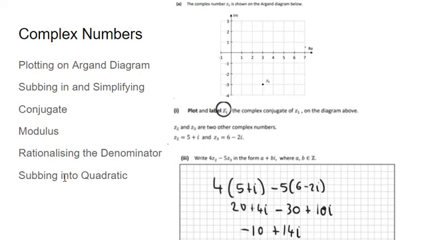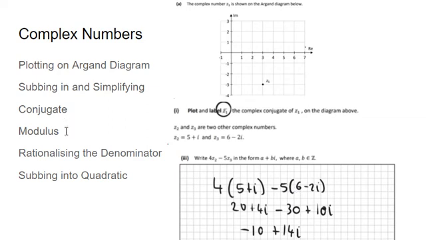You see the first thing there is plotting on the Argand diagram, and this is the question from last year. So plotting on the Argand diagram is fairly easy. It's just going right or left and then up or down depending on what complex number it is. Subbing in and simplifying, if you look at the part 3 there, that's where you have to write 4z2 minus 5z3. So you're just putting in what z2 is and putting in what z3 is, and then you have to multiply them out and simplify. So that's an example of that came up last year.